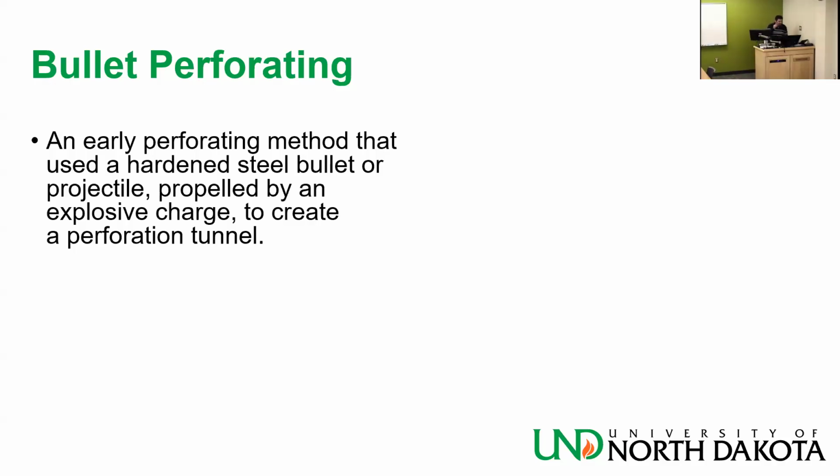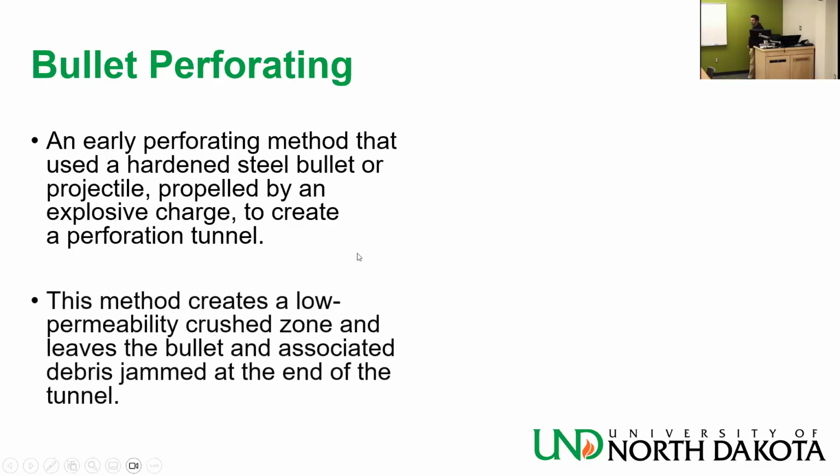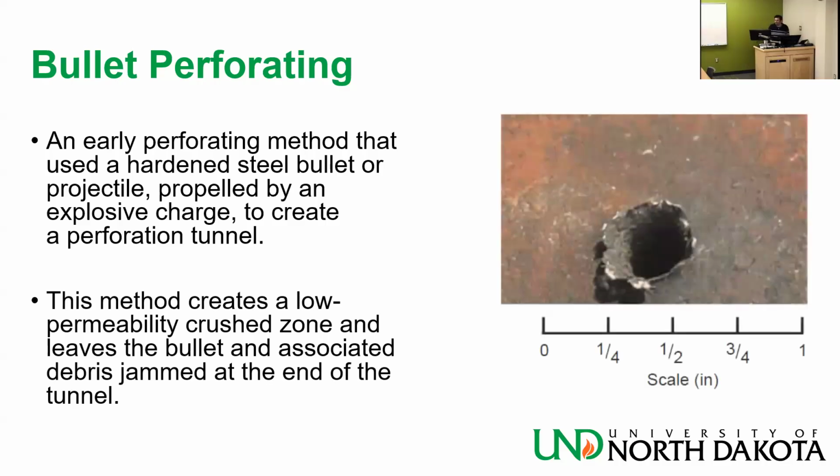It's an early perforating method that used a hardened steel bullet or projectile propelled by an explosive charge to create a perforation tunnel. It's not easy to dissolve or remove from there. This method creates a low permeability crushed zone and leaves the bullet and associated debris jammed at the end of the tunnel, which basically makes the end of the tunnel ultimately useless. This is how a steel casing tube looks after being hit with a perforation.